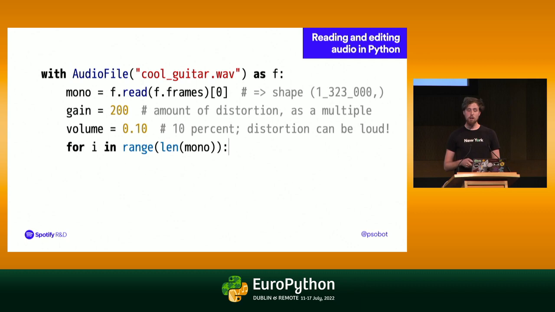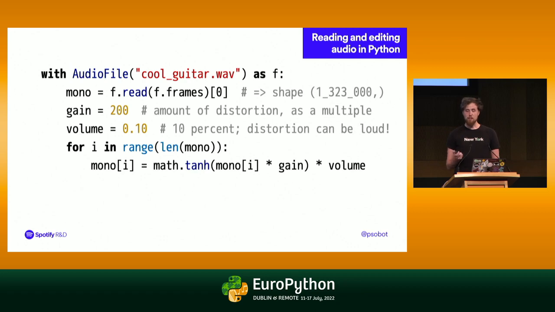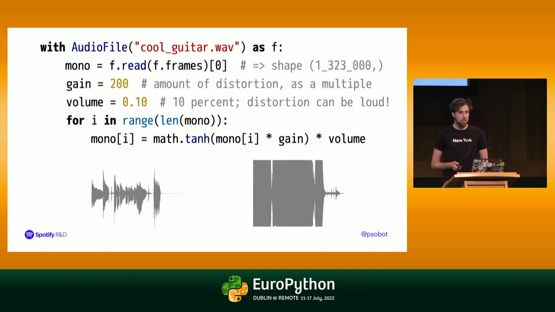And then just like before, we're going to iterate sample by sample over the entire array here and change the value of each sample. So here, instead of doing any sort of delay or array offsets, we're just going to modify every single sample in place and say mono at i is equal to math.tanh of mono at i times gain times volume. Now you might be asking, what is math.tanh? And that's for a different talk. I'm not going to get into the math of this, but you'll be able to hear this in just a second. So let's listen to coolguitar.wav before our processing.